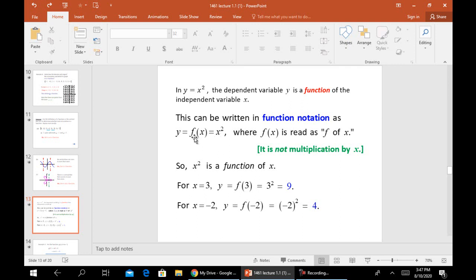We say this is the function with f of x is x squared. So this symbol here is read f of x. So for x equals 3, what is f of 3? f of 3 would be 9, and f of negative 2 would be negative 2 squared, which is 4.